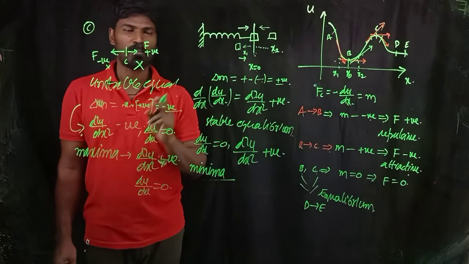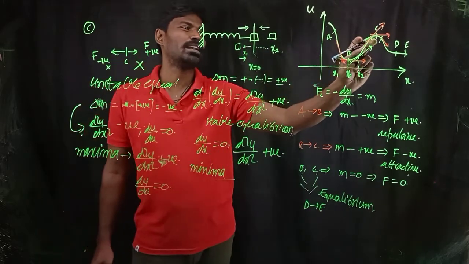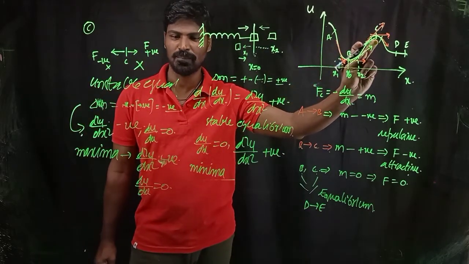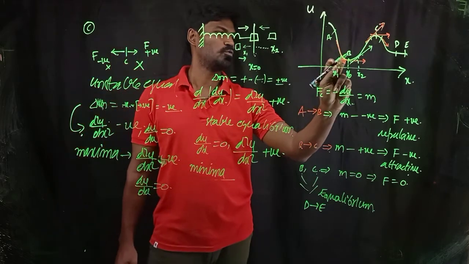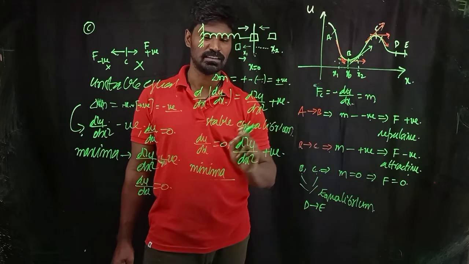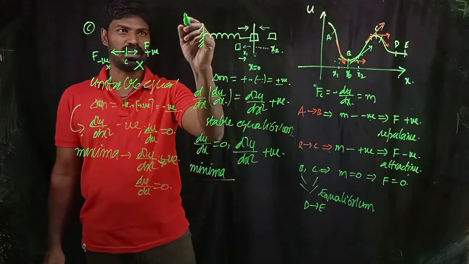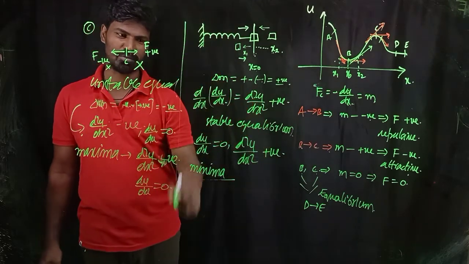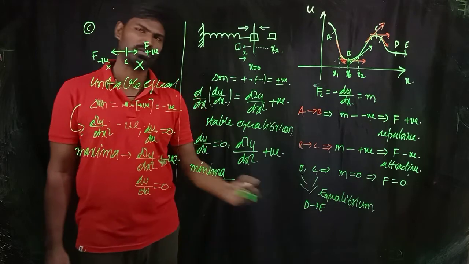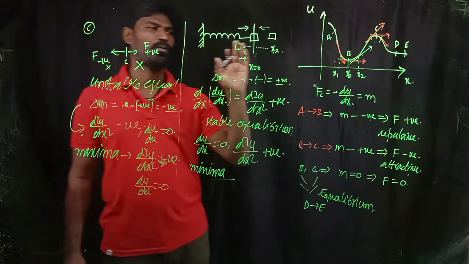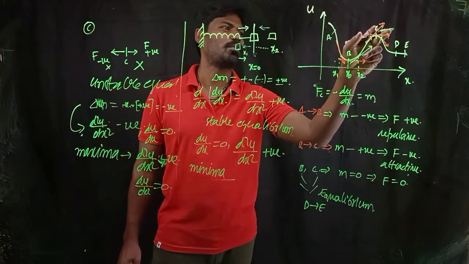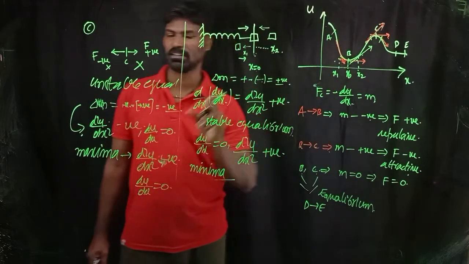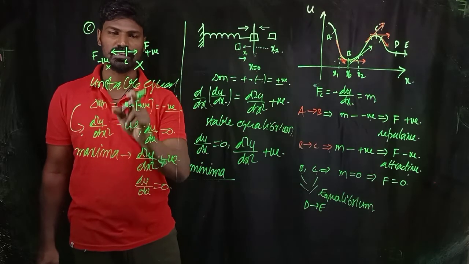Therefore the point corresponding to maximum potential energy is unstable equilibrium. The point corresponding to minimum potential energy is stable equilibrium. This is a hard and fast rule, a thumb rule all through mechanics or all through physics. The point corresponding to minimum potential energy is stable equilibrium. The point corresponding to maximum potential energy is called unstable equilibrium.